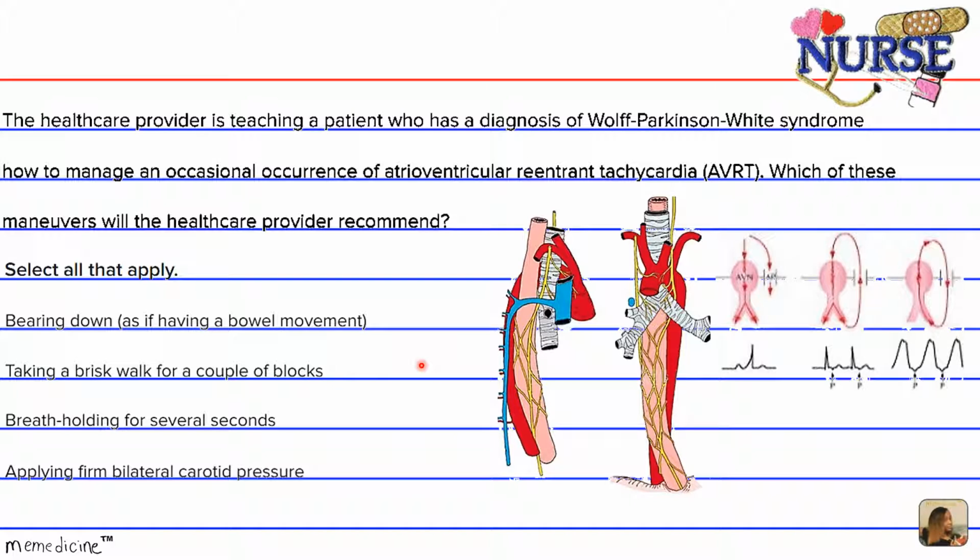One more detour. The firm bilateral carotid pressure would ultimately act on the vagus nerve, pictured here. But the carotid portion is referring to the carotid arteries. Here is pictured the right common carotid artery, and here we have the left common carotid artery. And last but not least, E, coughing vigorously.